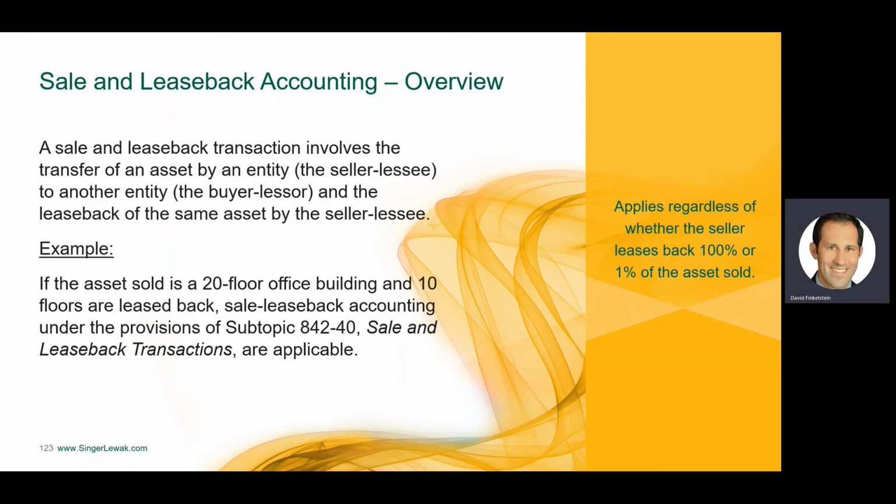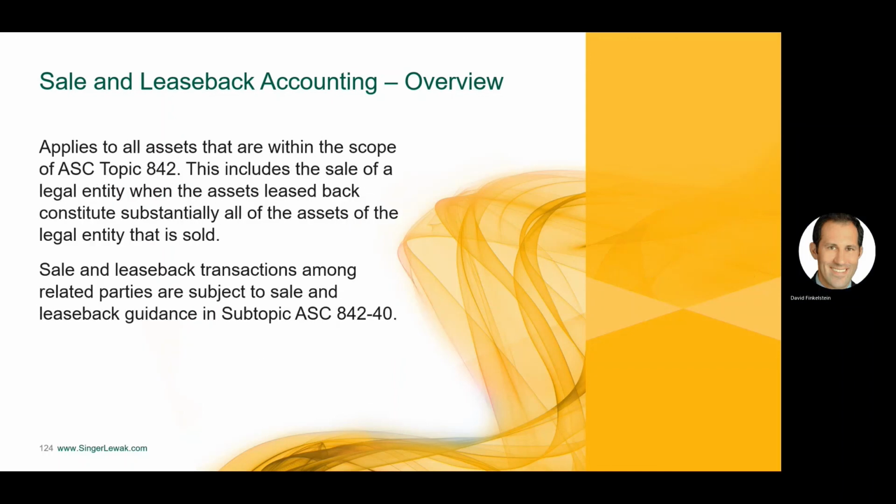Again, this can apply regardless of whether the seller leases back 100% of the asset or just 1%. So in this case, if they didn't lease back 10 floors, they just lease back an office or one of the floors, this would still be applicable. And this would apply to all assets that are within the scope of ASC 842.